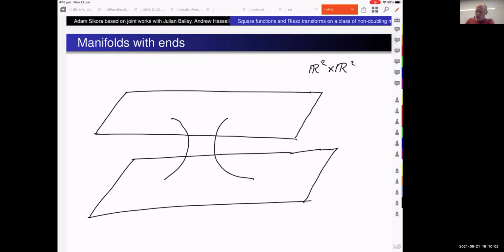But then we make a small compact perturbation. We connect them with a bit of a manifold, and then, interestingly enough, analysis starts to be very, very difficult.